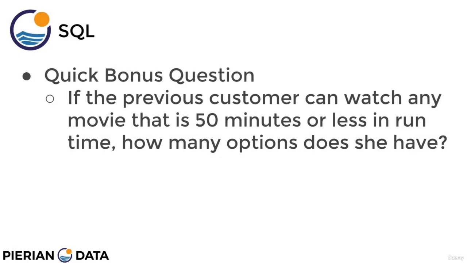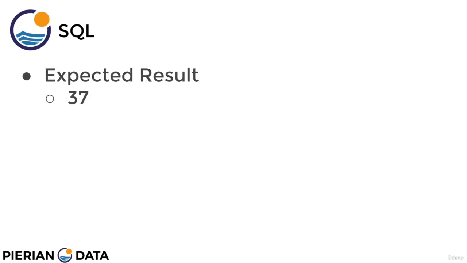So here's a quick bonus question, no hints or anything for this one, just quickly. If that previous customer can watch any movie that is 50 minutes or less in runtime, how many options does she or he have? Keep in mind, you may actually not even need order by for this. So again, we're just asking how many movies can that customer watch that are 50 minutes or less in runtime. The expected result is 37 movies.